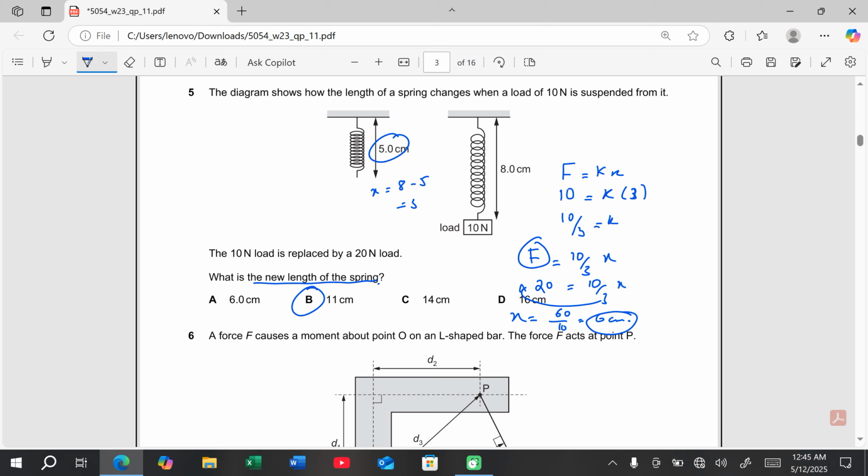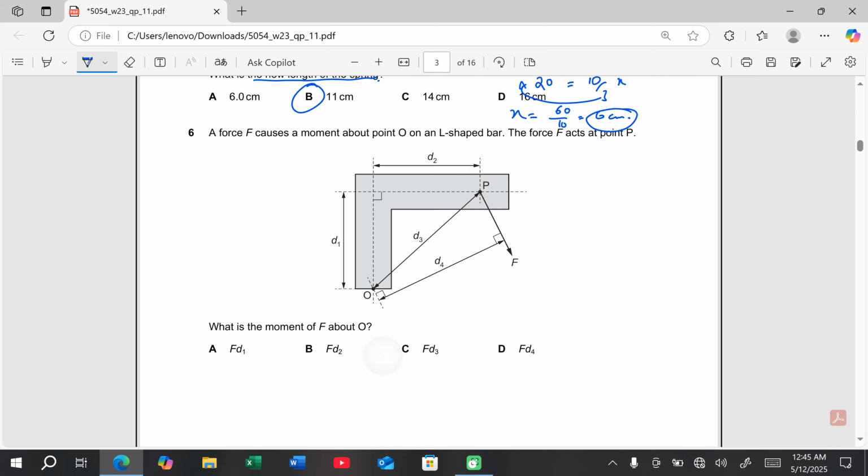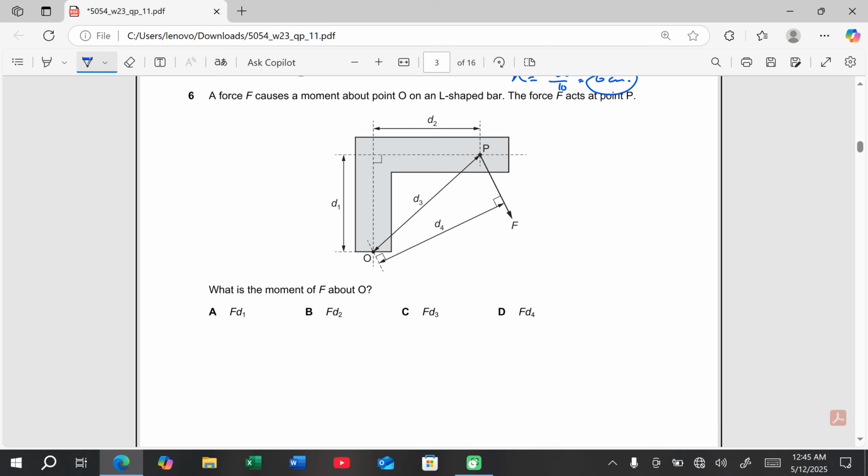So that's your answer. A force F causes a moment about the point O on an L-shaped bar. The force F acts at a point P. What is the moment of F about O? That's very easy. Whenever you need to involve a moment, a force has to have a perpendicular distance. So there is only one distance which is perpendicular to this. So F into D4, that is your moment.